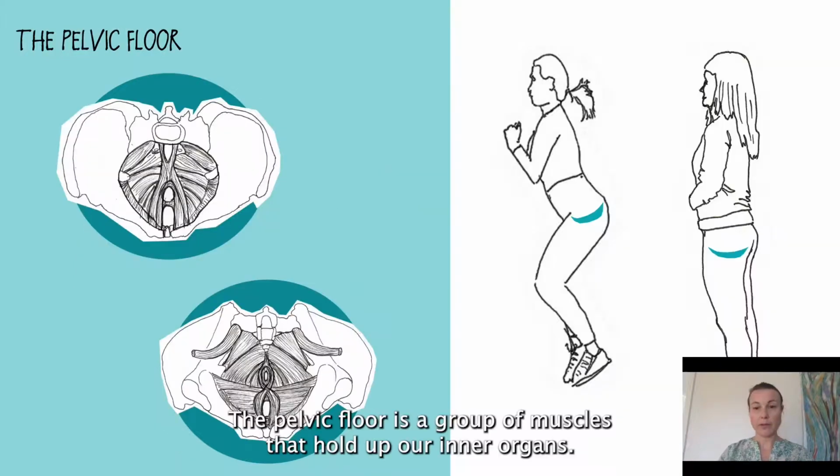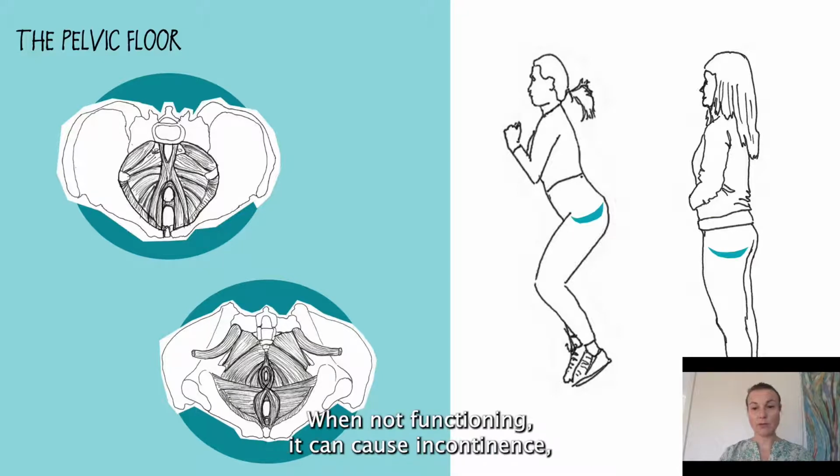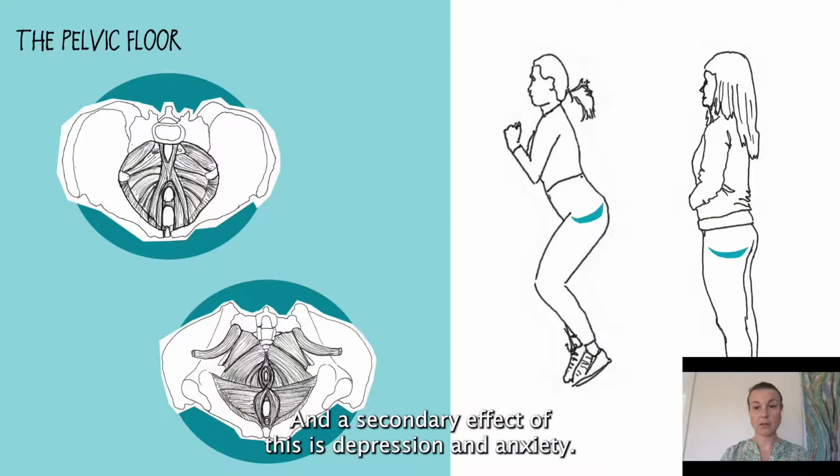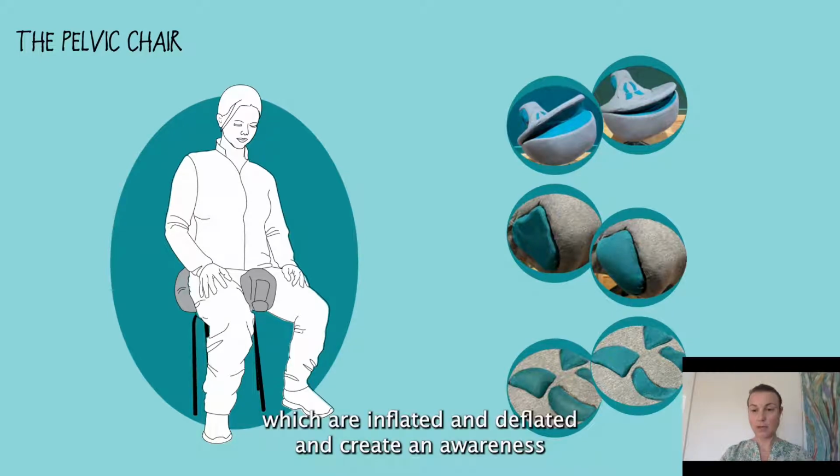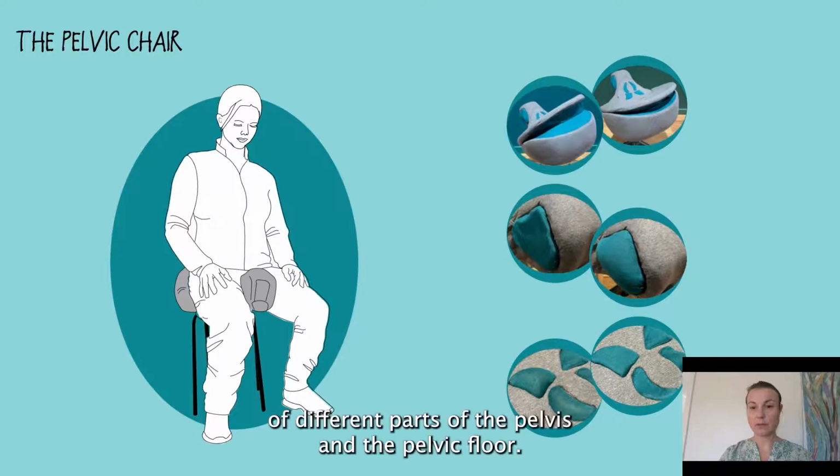The pelvic floor is a group of muscles that hold up our inner organs. When not functioning, it can cause incontinence, involuntary flatulence, and sexual dysfunction, and a secondary effect of this is depression and anxiety. The pelvic chair consists of 7 latex pockets in different sizes, which are inflated and deflated and create an awareness of different parts of the pelvis and the pelvic floor.